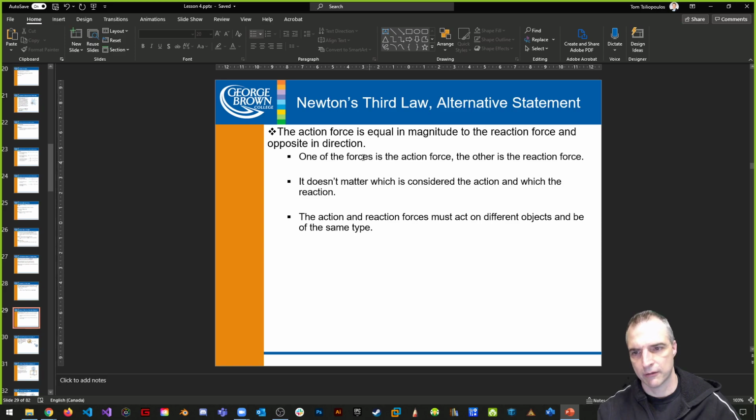And that's what we put in here. One of the forces is the action force. The other is the reaction force. Right? It doesn't matter which is considered the action and which is the reaction. They are both equivalent forces. The action and reaction forces must act on different objects and be of the same type.